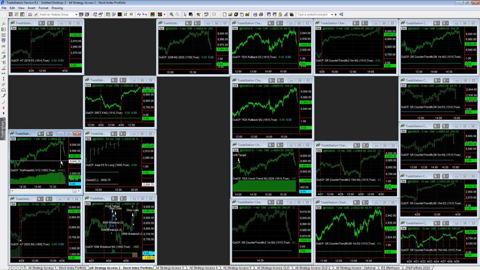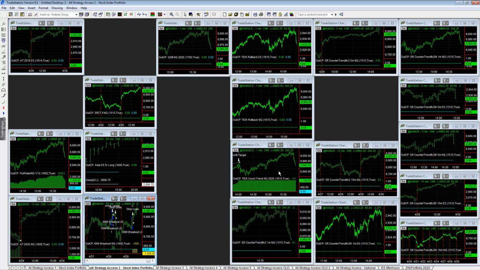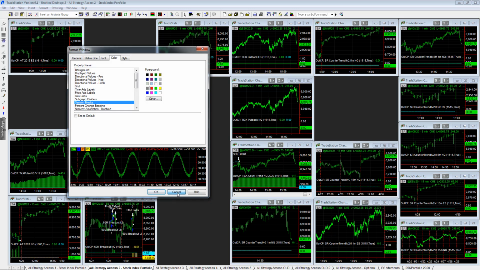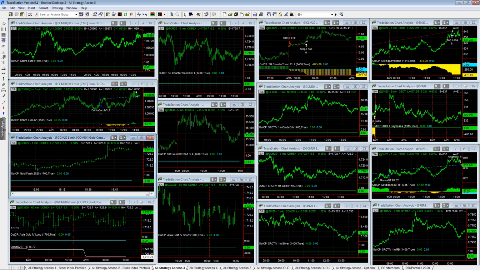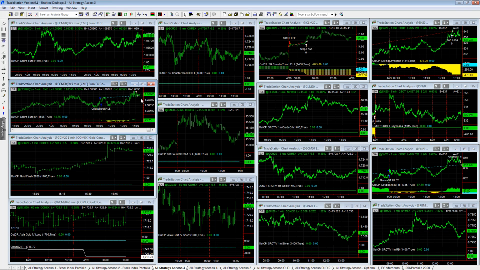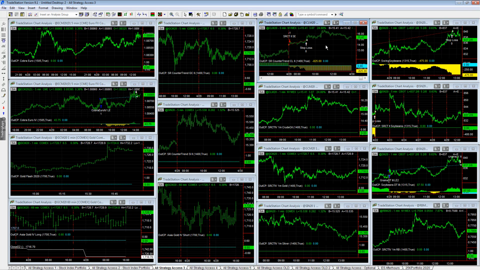These 2 strategies are not in the portfolio, but you can see those trades. There's one strategy in this workspace that is tick count trend. It had a losing streak and drawdown, and here it is bouncing back a little bit today, plus 1150, 2 for 2. All strategy access 3. Cobra Euro, pretty much a scratch trade, plus 43.75. And SR counter trend crude oil, minus 825.